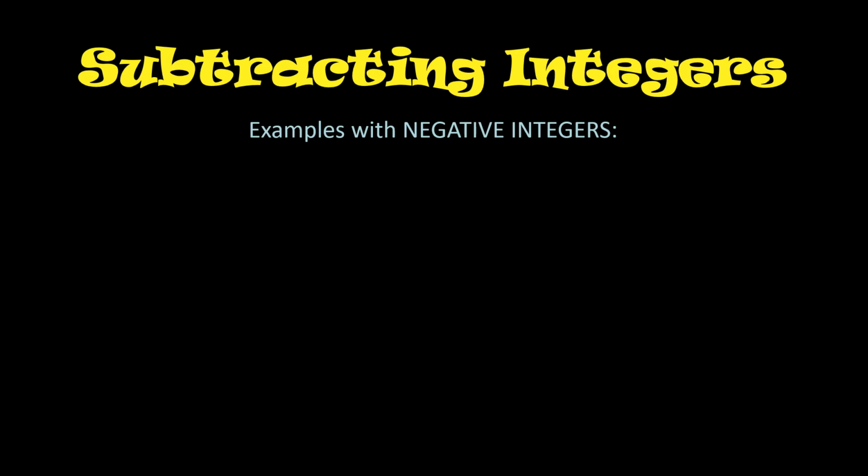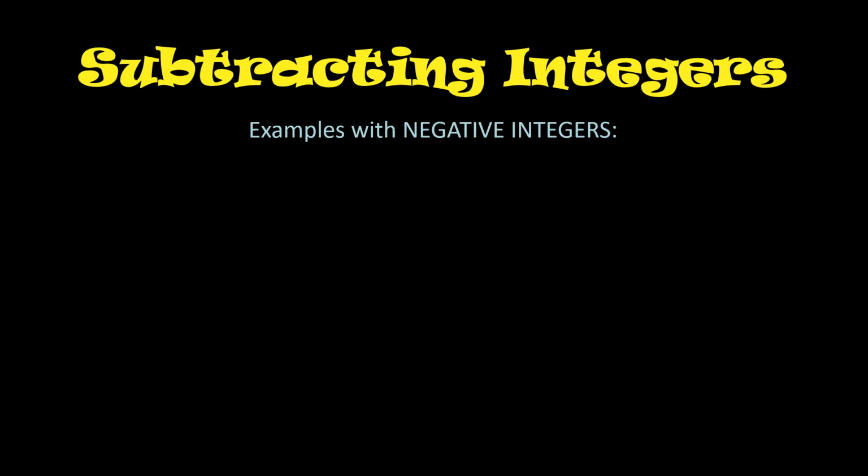Let's look at another example. 8 minus a negative 3. Because of what I just explained to you, those two signs that are next to each other, this minus sign and this negative sign, they're simply going to turn into a plus sign. 8 minus a negative 3 is the same exact thing as saying 8 plus 3, which simply equals 11.